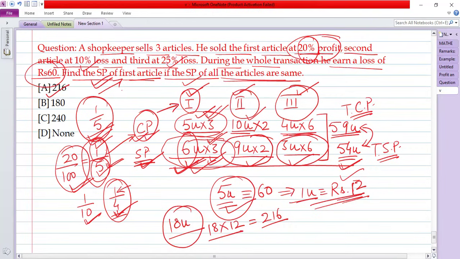For example, if the cost price of second article is asked, what will be that? Actually 20 unit. So 20 unit, and what is 1 unit? 1 unit is rupees 12. So this will be 20 into 12. That will be 240. So that will be the cost price of second article. So various questions are available in this particular question. Okay.